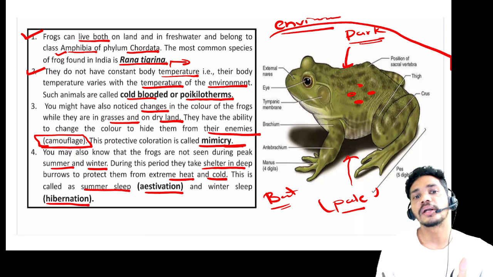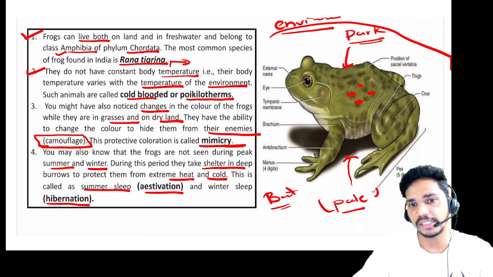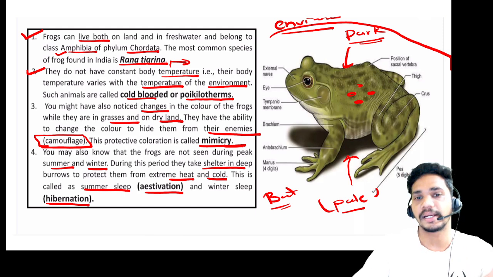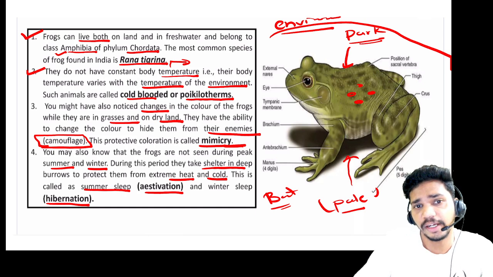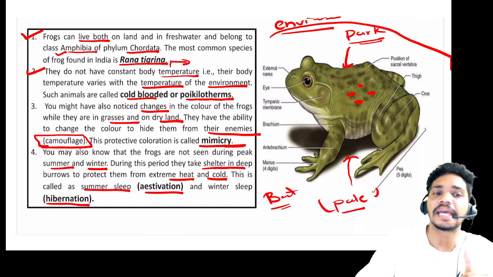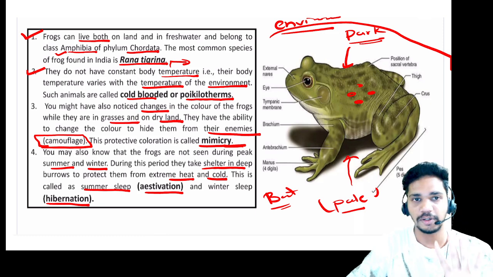So frog is the one who undergoes estivation, that is a summer sleep, and also undergoes hibernation, that is a winter sleep. In between that is the rainy season, right? In the rainy season, a lot of frogs we can see everywhere, right? Because they can't tolerate extreme heat or extreme cold, as they are cold blooded animals. This point is very much clear to you.